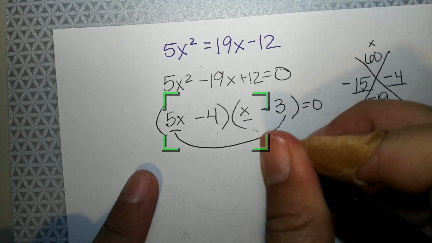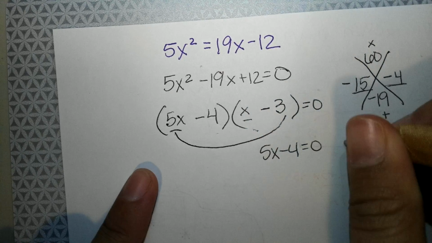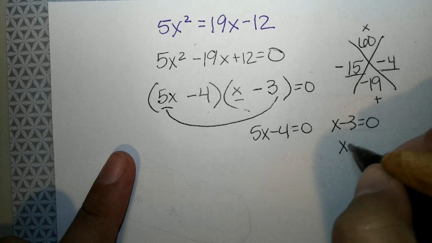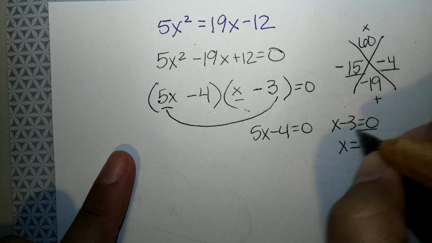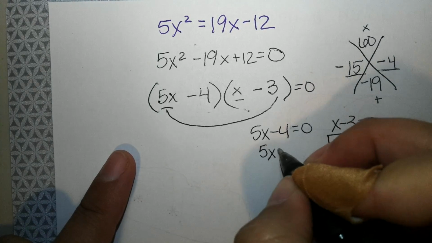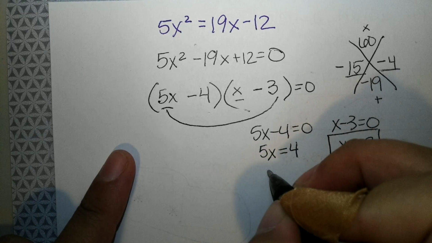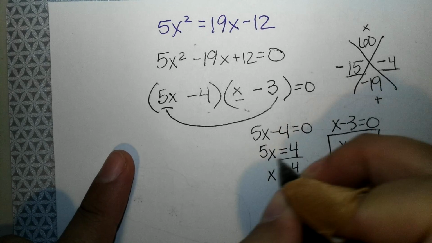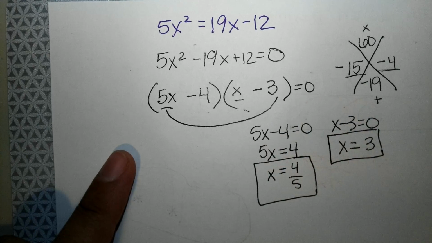So 5x minus 4 equals 0. x minus 3 equals 0. We'll start with that one. We're going to add 3 to both sides. 0 plus 3 is 3. And I'm going to add 4 to both sides. 0 plus 4 is 4. Divided by 5, 4 divided by 5. And those are the solutions.